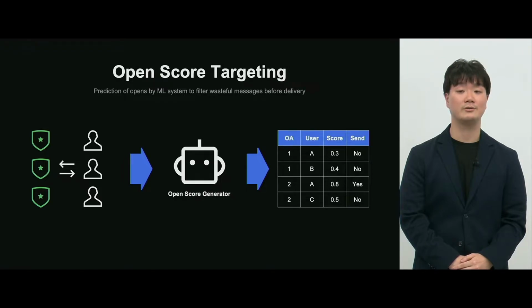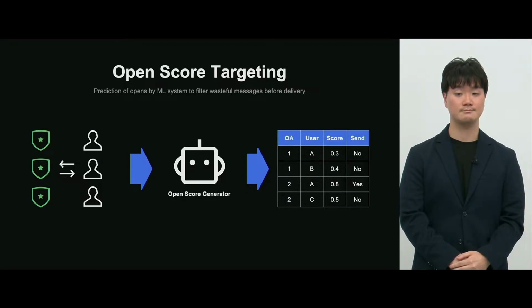And this project, called Open Score Targeting at that time, created a model to predict whether or not the message would be opened by each user when an official LINE account sent it out. With the predictive value of this model, we provided a delivery method that would allow them to target and distribute. Using this model, we were able to estimate that we could reduce messages by as much as 18% across all of the company's official LINE accounts based on preliminary simulations.